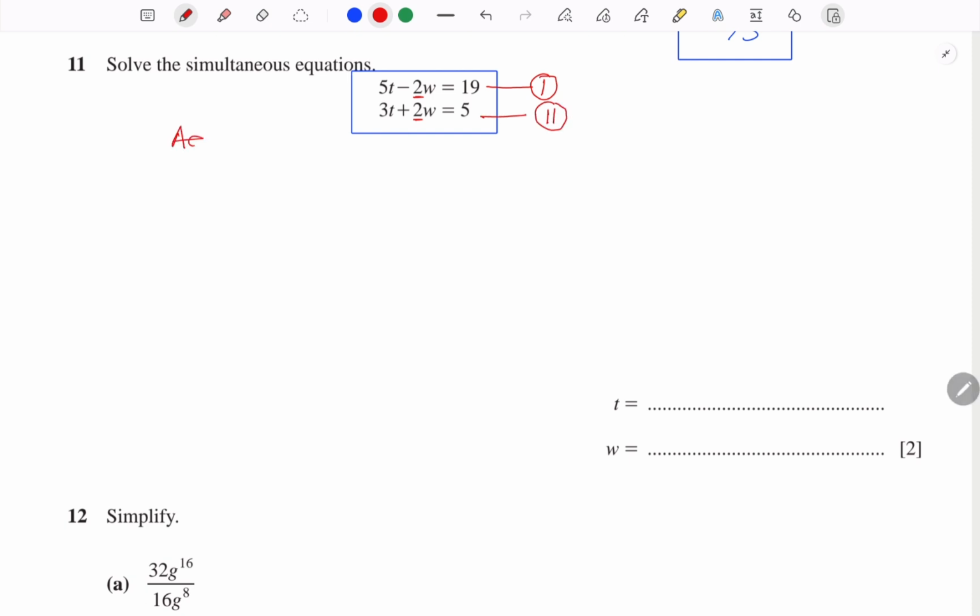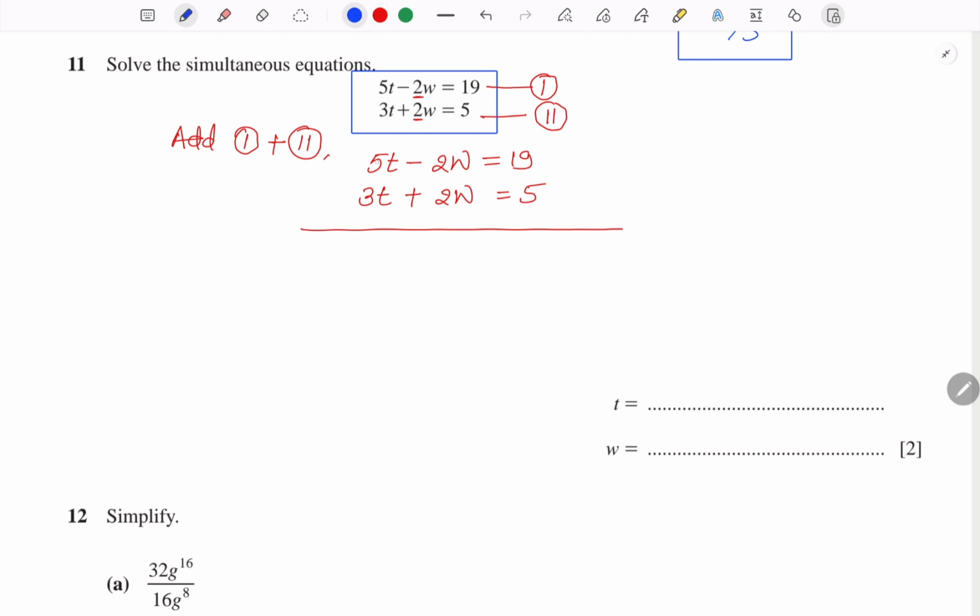We can easily add equation 1 and equation 2. If I add these two equations, let me just write it down. 5t minus 2w equals to 19. And here it is 3t plus 2w equals to 5. And what we are doing? We are adding these two equations, right? So if I add these two equations, let's see what happens.